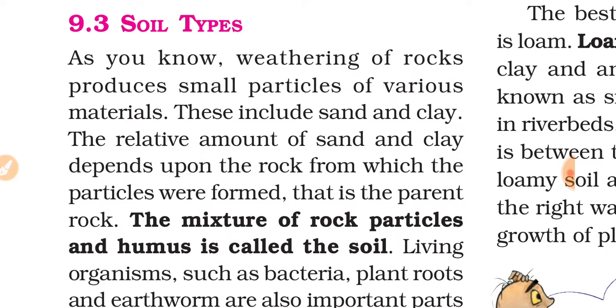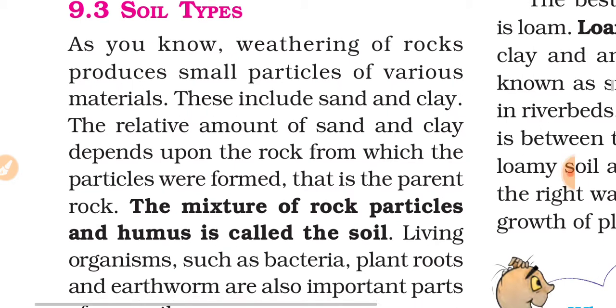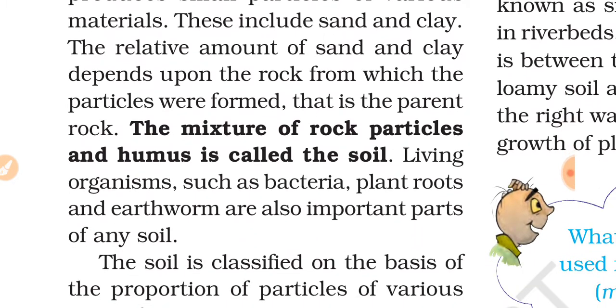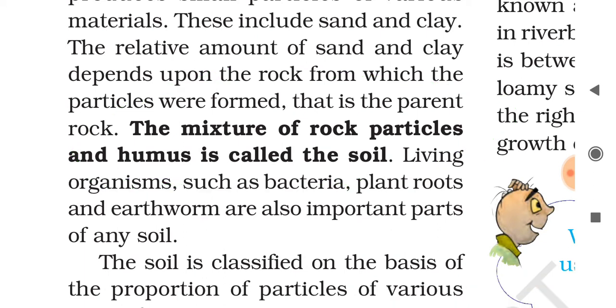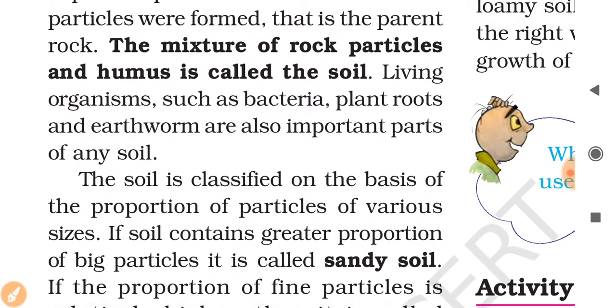As you know, weathering of rocks produces small particles of various materials. These include sand and clay. The relative amount of sand and clay depends upon the rock from which the particles were formed, that is the parent rock. Okay, the mixture of rock particles and humus is called the soil. So, this is the definition of soil. It is a mixture of rock particles and humus. Living organisms such as bacteria, plant roots, and earthworms are also important parts of any soil.